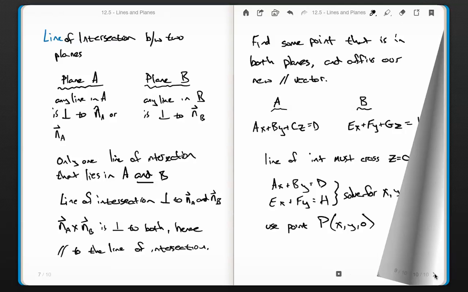Next topic is the distance from a point to a plane, and this one's a little easier.